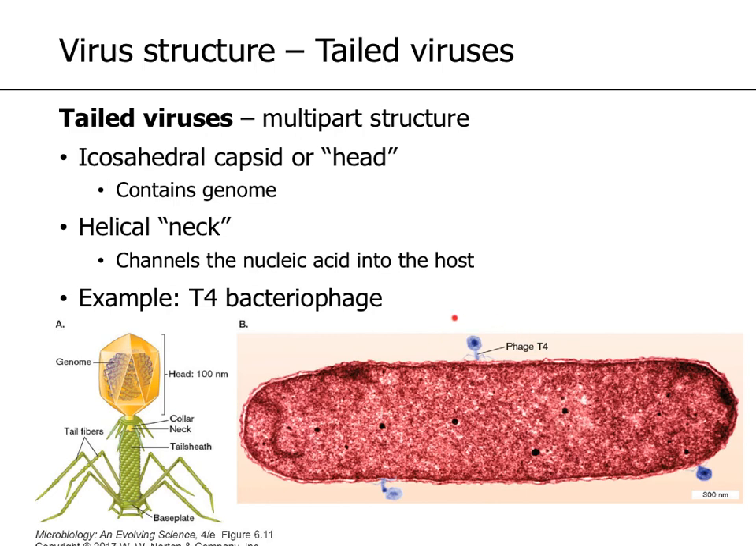You can see in this image that they use the tail fibers to essentially find their way and bind to the cell surface. And then they will inject their genome, shown here. This will get injected through the neck and into the cell.